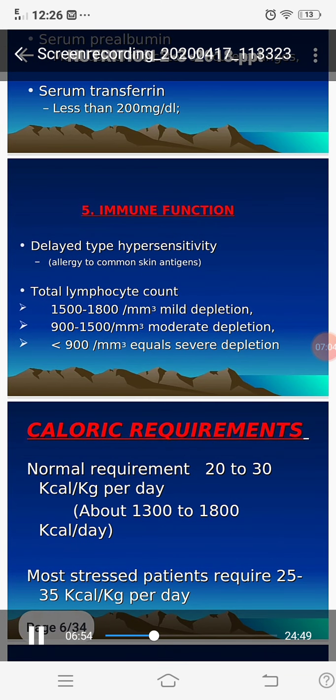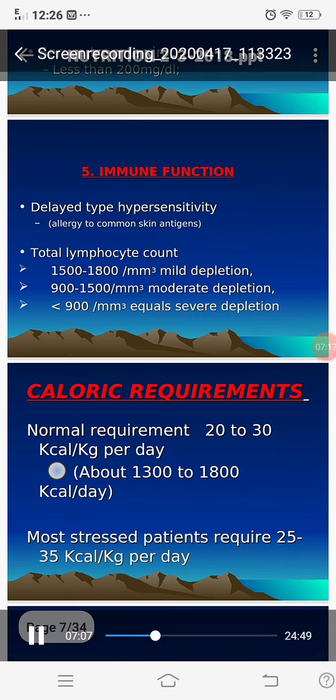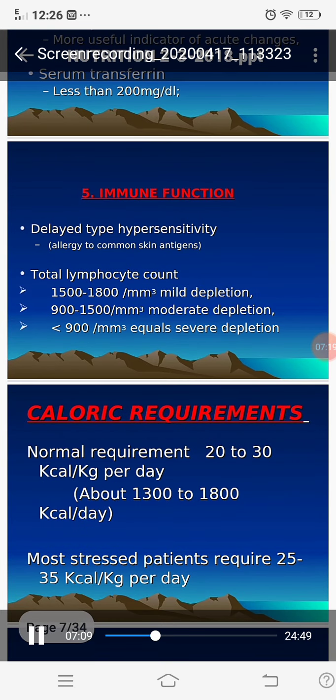So, these 5 steps are used for the assessment of malnutrition. Then comes the caloric requirement of the patient. The rough formula or estimation of the caloric requirement is 20 to 30 kilocalories per kg per day, which is about 1300 to 1800 kilocalories per day. But in stressed patients, the requirement increases to 25 to 35 kilocalories per kg per day.